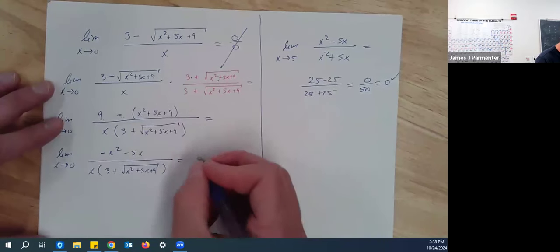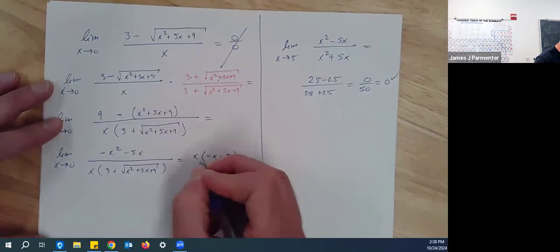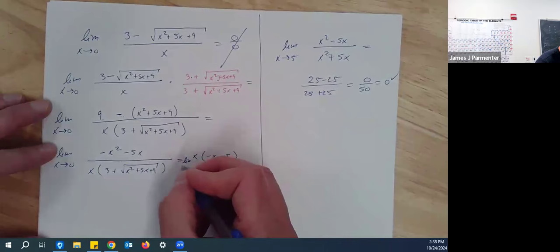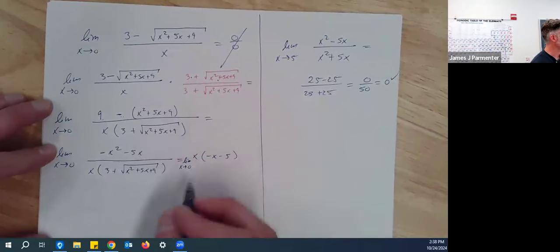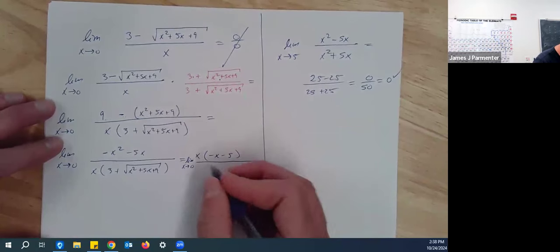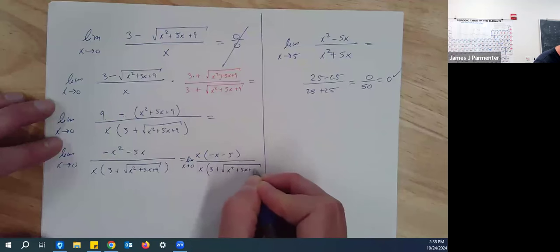Factor out an x from the top. You're left with a negative x minus 5. Oops, I forgot something very important, which I might lose a point for. Gotta write the limit. If there's still x's in my expression, I have to write the limit as x approaches whatever it's approaching. The bottom is still x times all the stuff, 3 plus the square root of x squared plus 5x plus 9.